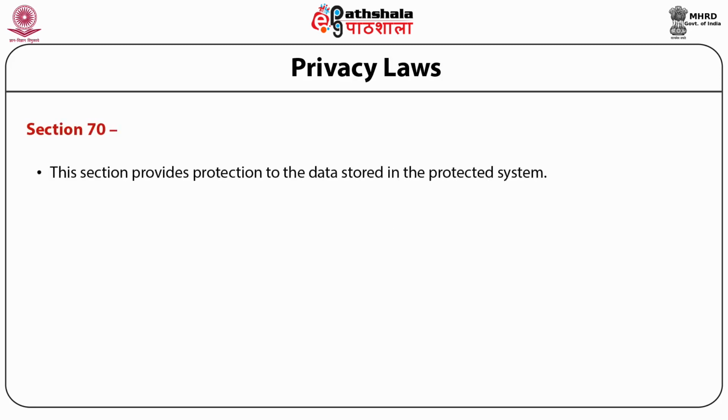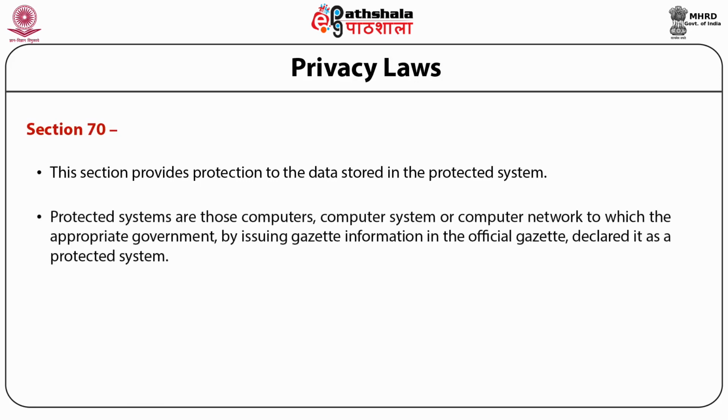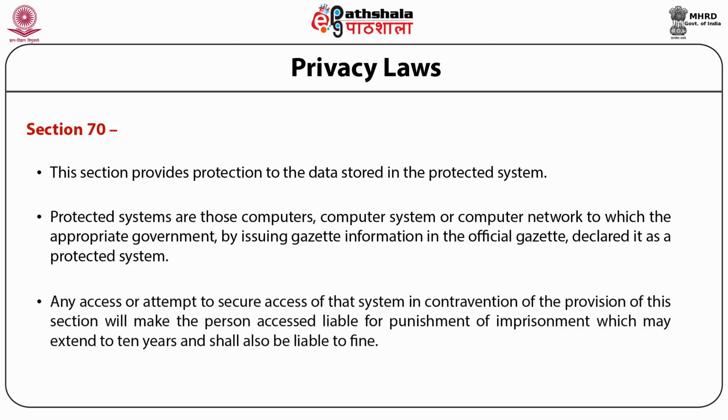Section 70. This section provides protection to the data stored in the protected system. Protected systems are those particular computers, systems or networks which the appropriate government approves by issuing a notification in the official gazette, declaring it as a protected system. Any access or attempt to secure access to that particular system in contravention of the provisions of this section will make a person liable for punishment of imprisonment, which may extend up to 10 years, and he shall also be liable to pay a fine.